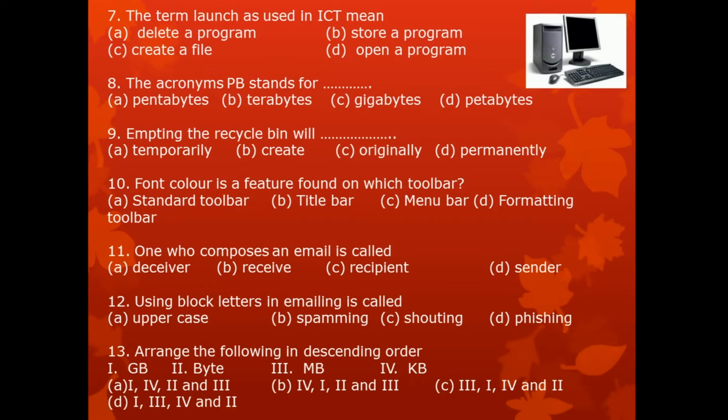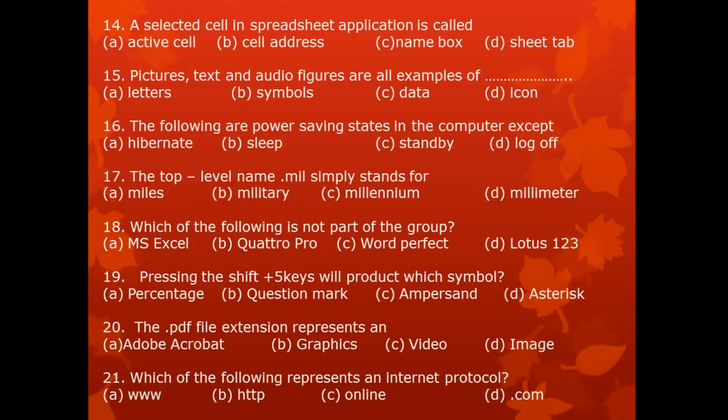Good. Let's look at question 14. A selected cell in a spreadsheet application is called: A. Active cell, B. Cell reference, C. Name box, D. Sheet tab.